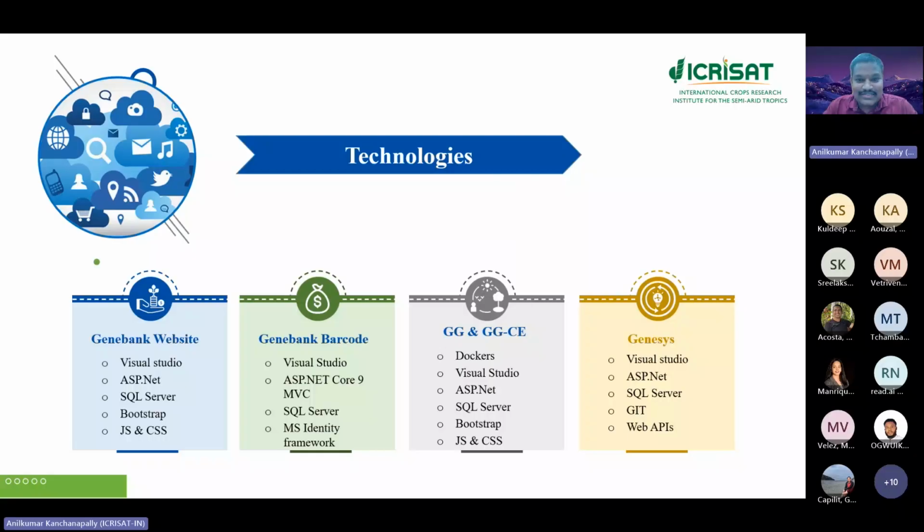And these are the technologies we are using for developing the applications. Just for example, for the Genebank public website, we are using .NET, SQL Server, Bootstrap, JS and CSS. For the barcode, we are using .NET Core 9 MVC and SQL Server. These are the GGCE and Genesis technologies, which I copied from Crop Trust.